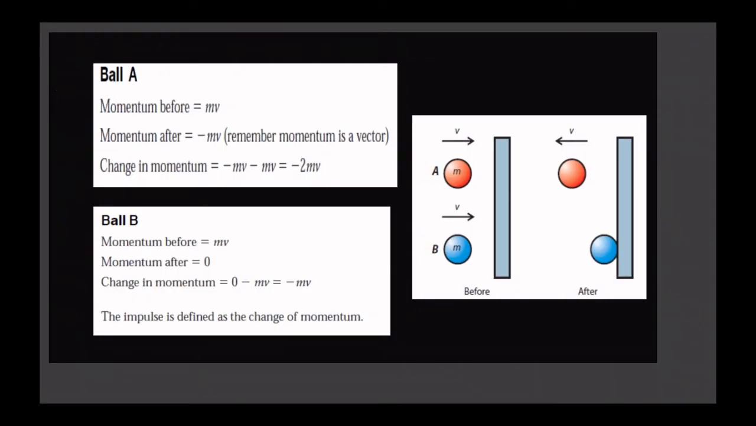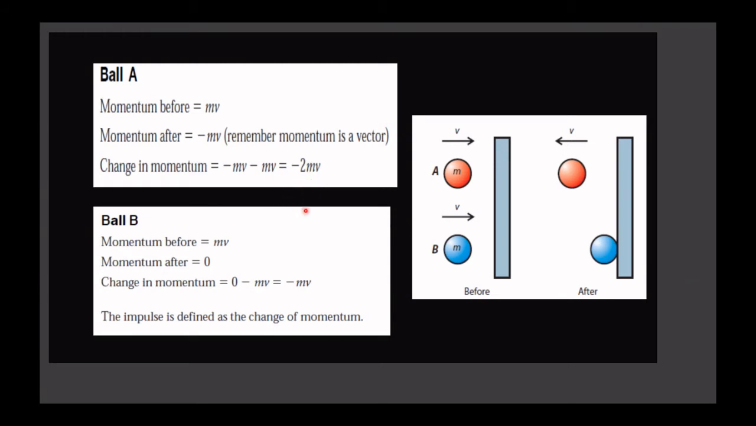Now let's see a situation of how to calculate change in momentum. The first scenario, ball A, the red ball of mass m, which is moving towards right with velocity v. It strikes the vertical wall and rebounds back with the same speed v, but in the opposite direction. You can see momentum before is equal to m into v. Momentum after is minus mv because it's moving towards left now. Change in momentum is final momentum minus initial momentum. So minus mv minus mv becomes minus 2mv.